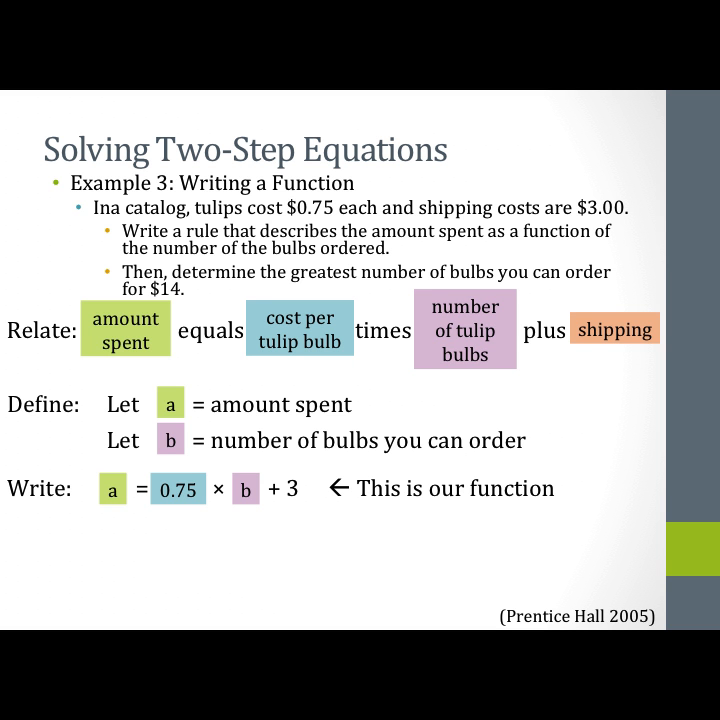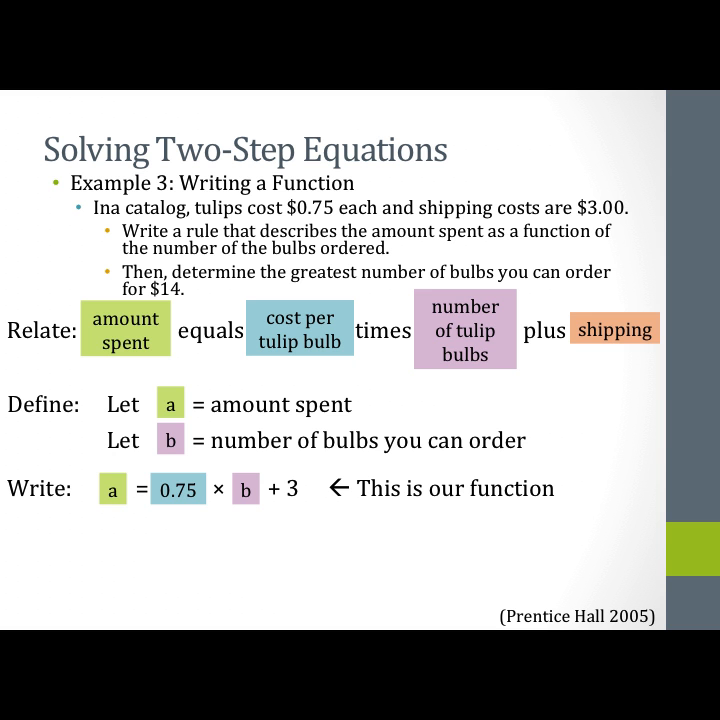Now this makes sense because we know that the cost per tulip bulb is 75 cents, and we're going to multiply that by the number of tulip bulbs we're going to purchase, because each of them costs 75 cents each. And then you're going to add shipping, which is a plus $3, which we see here. Well, first we have to define variables. I'm sorry, let us define these variables.